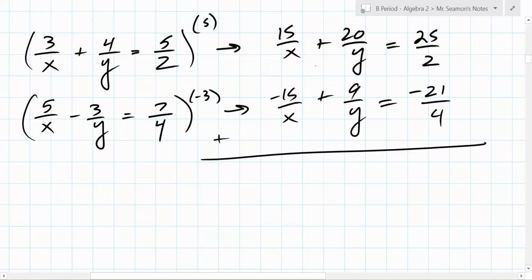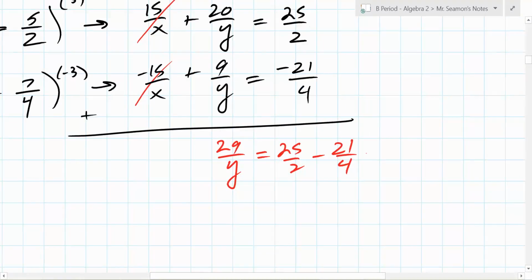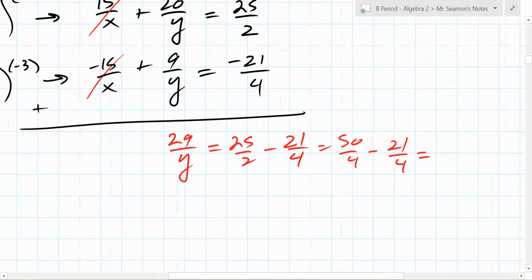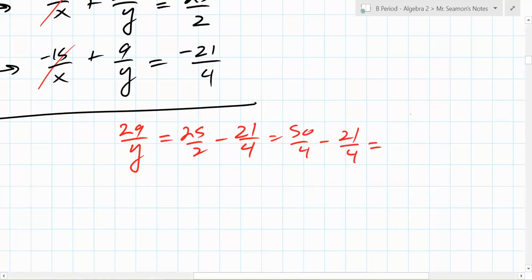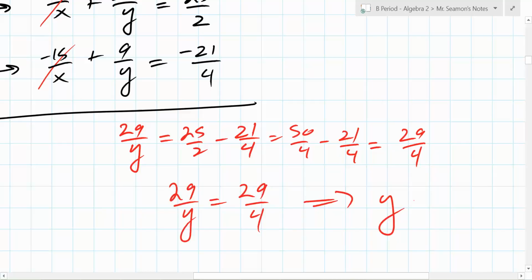Now can we add these things? Can we add them together? If we add them together, what happens here? And then what's the next one become? 20. Yeah, because we already have a common denominator. And what's this equal? Well, it's 25 over 2 minus 21 over 4. So that's 50 over 4 minus 21 over 4, which is equal to what? 29 over 4. So what do you end up with? 29 over y is equal to 29 over 4. So what does y equal? 4. Done.